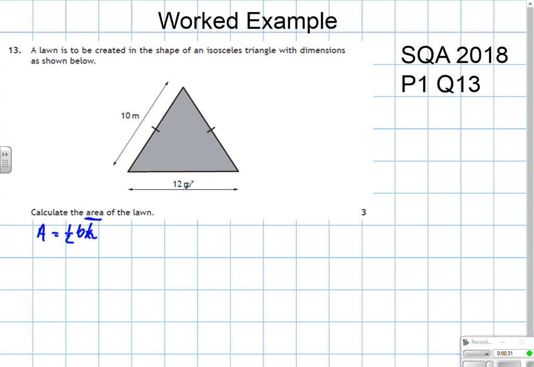I need the base, and that's here. 12 meters is the base, but I need the height. The height of the triangle goes down like that and meets the base at a right angle. I don't have that dimension, so I have to work it out.